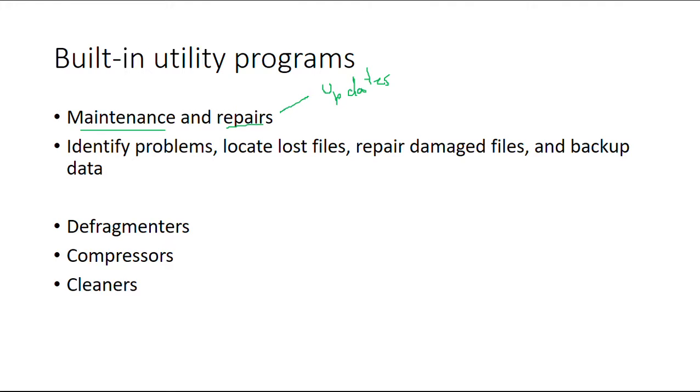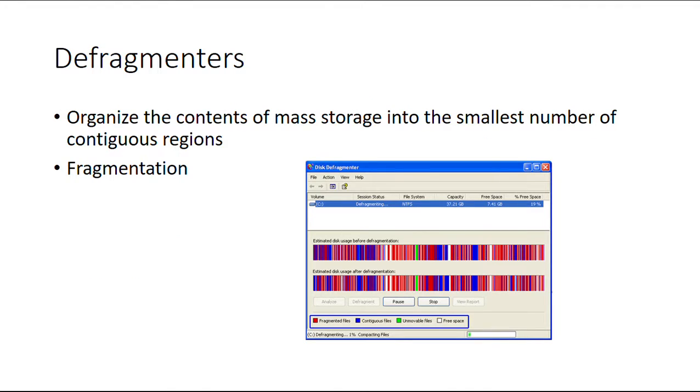Basically, they are capable of identifying problems, locating files that were corrupted or damaged, and backing up things. The three that we're going to talk about are defragmenters, compressors, and cleaners. Once again, all of these are the muscle. They're the people, the guys no one talks about, but they're fundamental for us to have a happy computer.